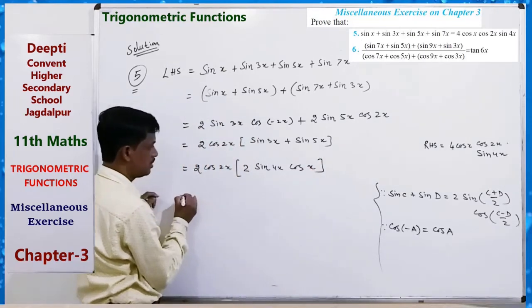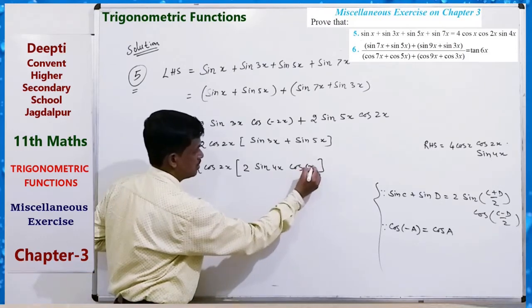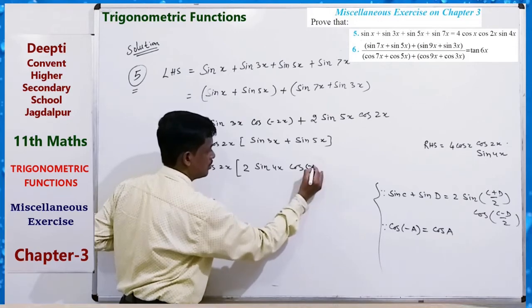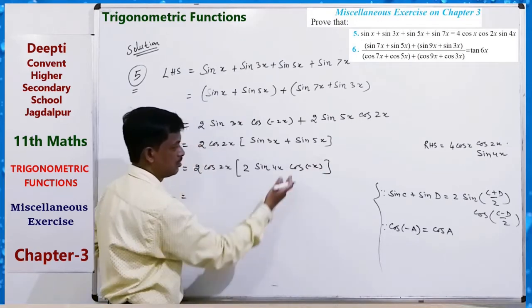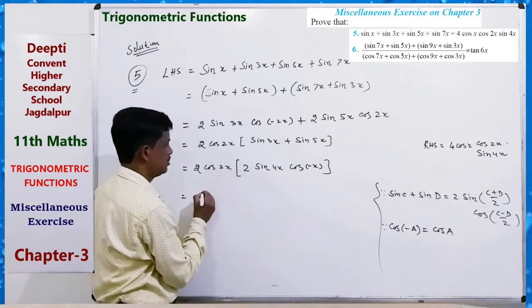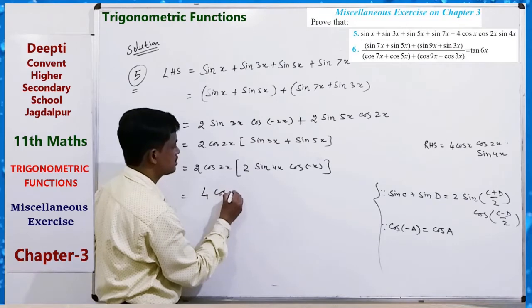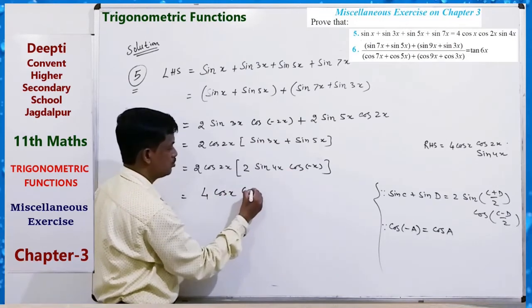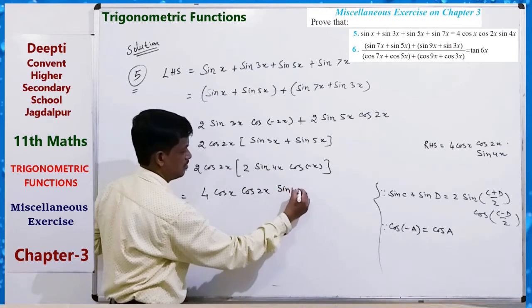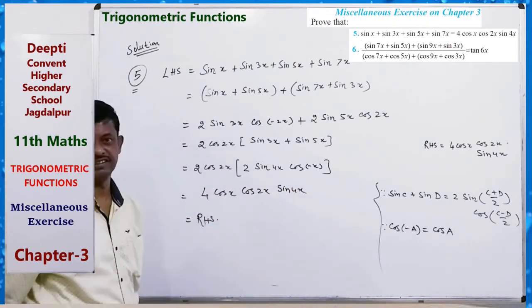So here minus cos x, and cos minus x equals cos x. So cos x, so 4 cos x cos 2x sin 4x. That is the right hand side. Just we get this. Okay.